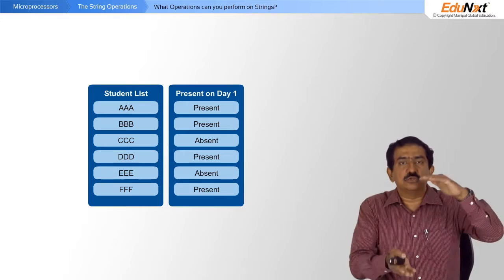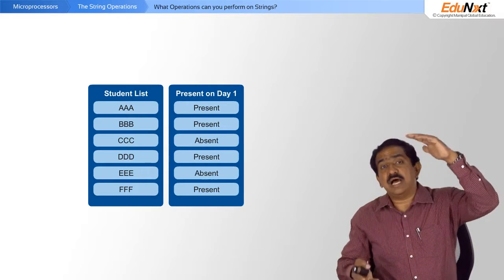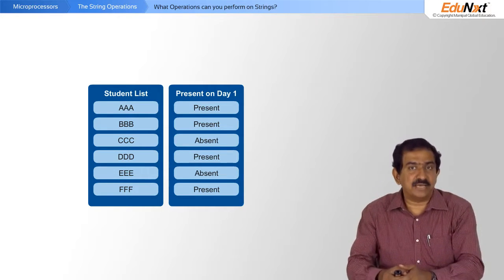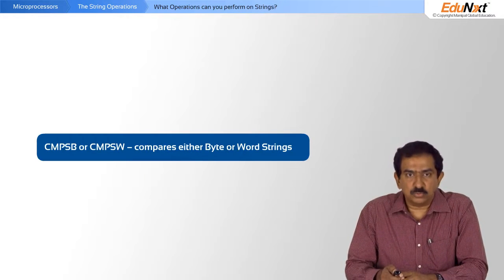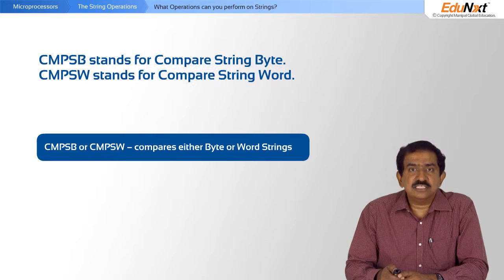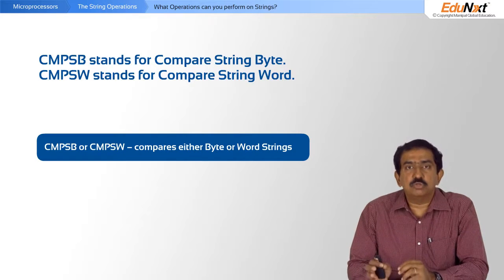There, you can do this manually. But suppose you had a large chunk of data which you wanted to compare with another large chunk of data. This is a wonderful instruction to do that with. And the instruction is CMP, compare, CMPS, compare string, CMPSB or CMPSW. B for byte, W for word.